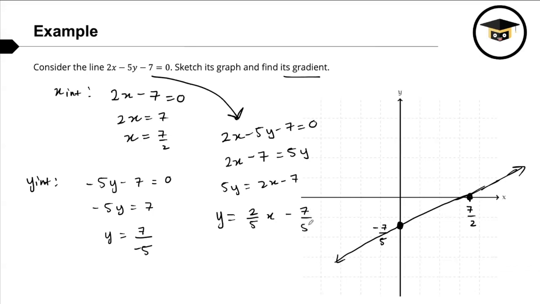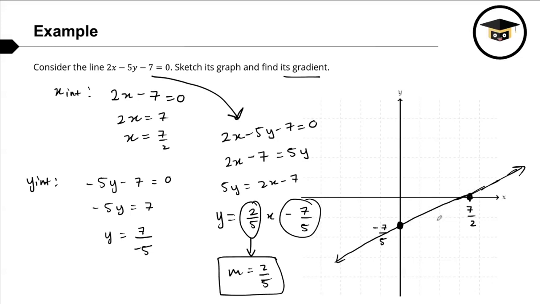y is equal to 2 over 5 times x minus 7 over 5. So our gradient, you can see this is in gradient intercept form. So our gradient here is going to be 2 over 5. And that makes sense because if you look at this line, it's relatively flat. It doesn't have a gradient of greater than 1. So hopefully you can see how we can use gradient intercept form and convert between that and general form to find the information we're looking for.